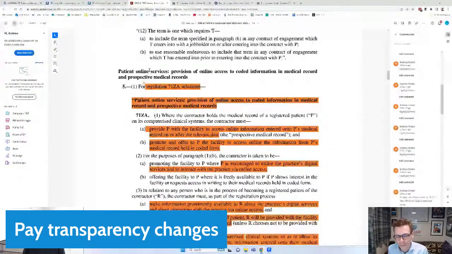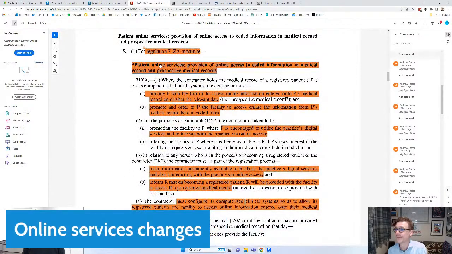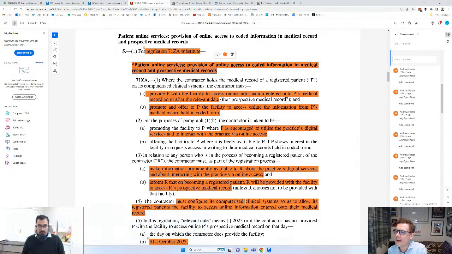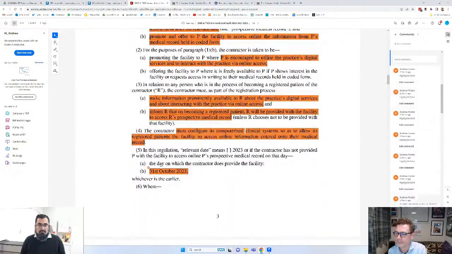Patient online services, this was another area that we were told would be varied in this statutory instrument, and it is indeed varied. Really, the changes act to, let's just go through it really. So there's more of an emphasis on, whereas before we had to offer access to medical records, it's now replaced with offer and promote. So it's more of an emphasis on promoting these facilities to patients, represented by the letter P here. And it also is clear about the date on which these changes come into place.